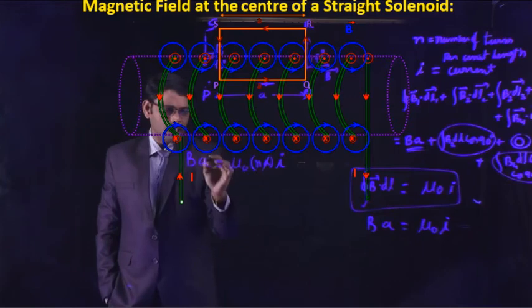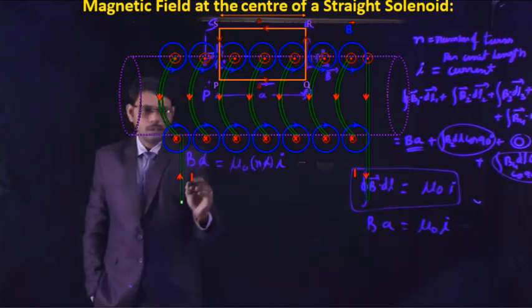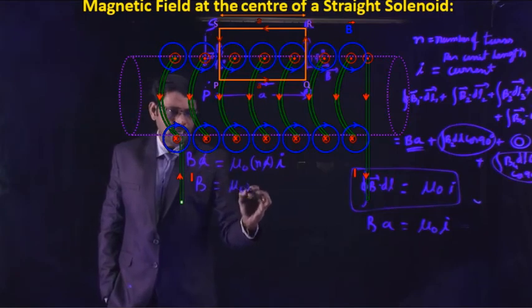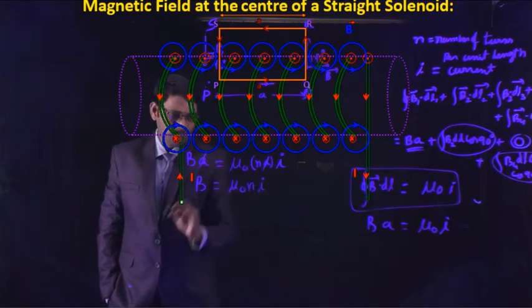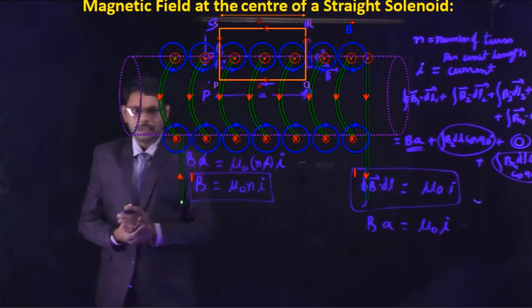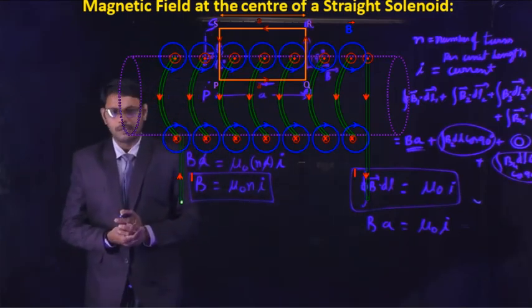So the A gets cancelled on both sides. Therefore, we get B is equal to mu naught nI. Hence, we derive the expression for the magnetic field along the axis of a solenoid.